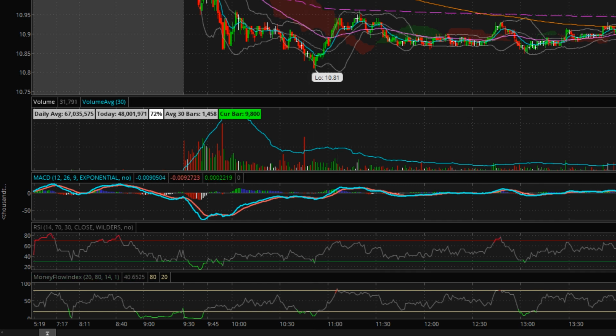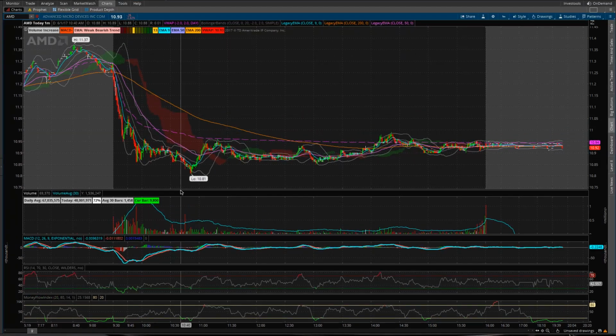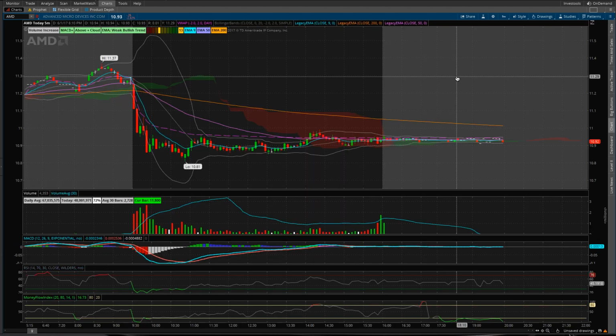So because I'm looking at a 1 minute chart, this will show me the current bar volume for this 1 minute bar. However, if I change this to, let's say, 5 minutes, then it will show me the current bar for this current period, which is going to be a 5 minute candlestick. So this is another stat label that changes colors according to the current volume level.